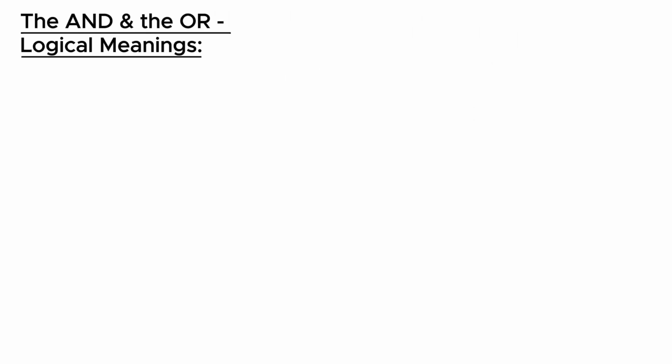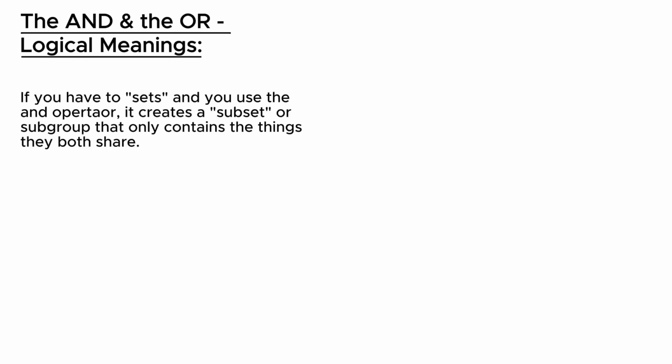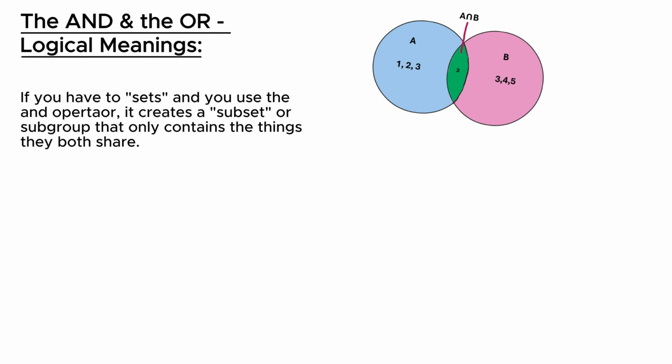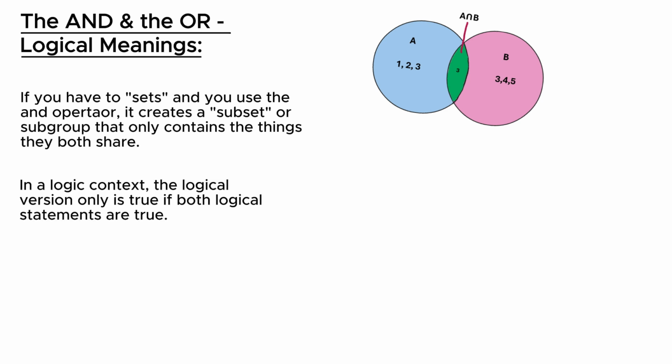The AND or OR operators, logical meanings. When you have two sets or groups of things and you use the AND operator, it takes the two groups you have and creates a subgroup that contains only the items common to both groups. In a logic context, it says that the collective is true only if both logical statements are true.